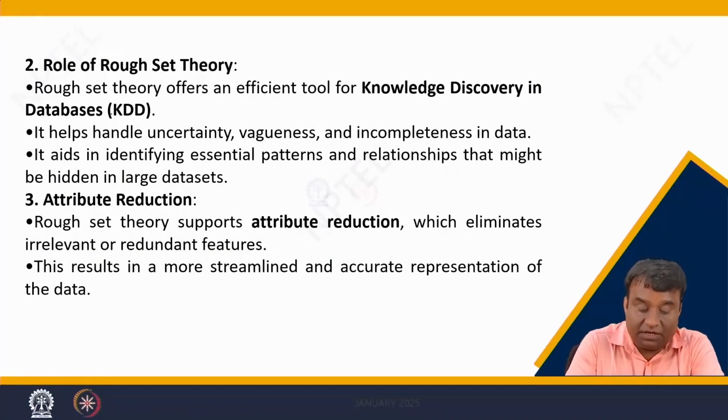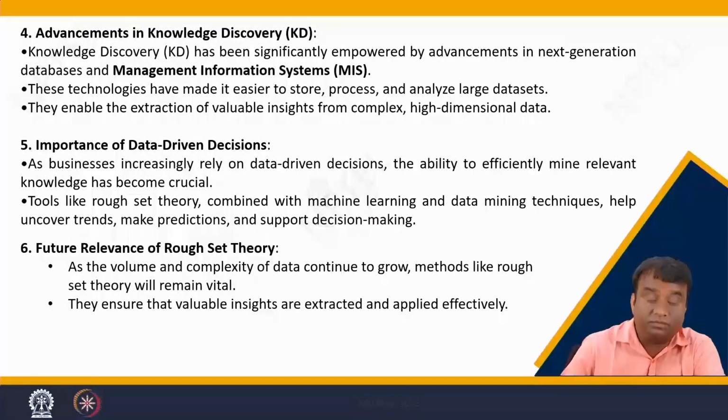Role of rough set theory. Rough set theory offers an efficient tool for knowledge discovery in databases. It helps handle uncertainty, vagueness, and incompleteness in data. It aids in identifying essential patterns and relationships that might be hidden in large datasets. Attribute reductions. Rough set theory supports attribute reduction, which eliminates irrelevant or redundant features. This results in a more streamlined and accurate representation of the data.